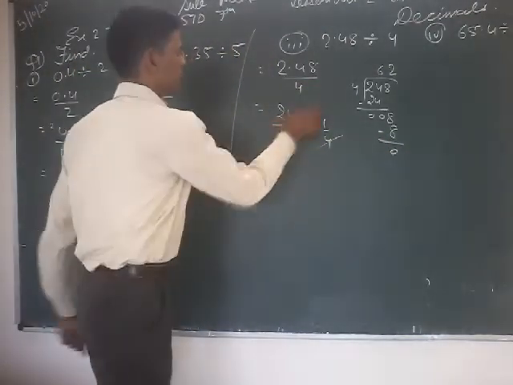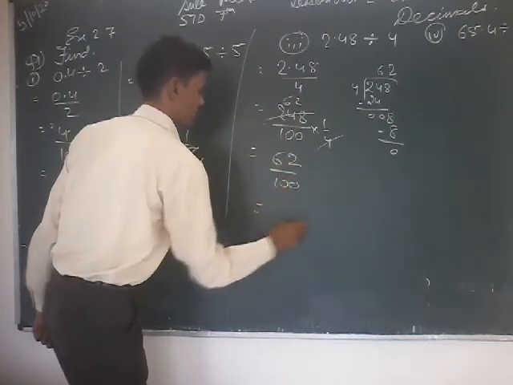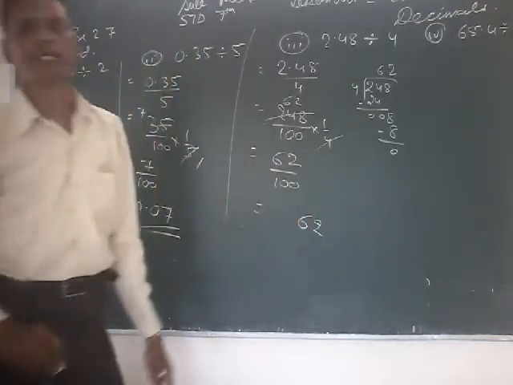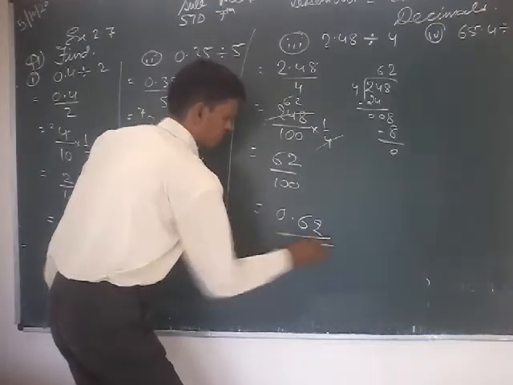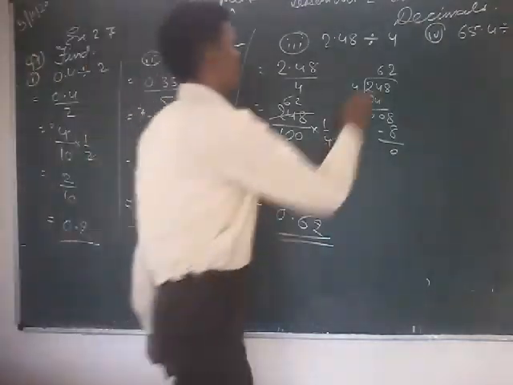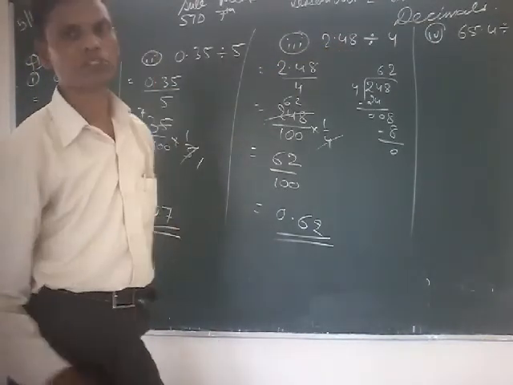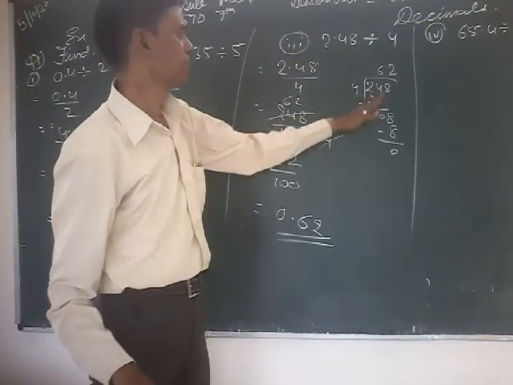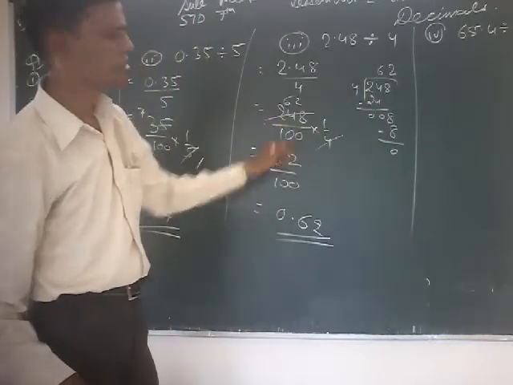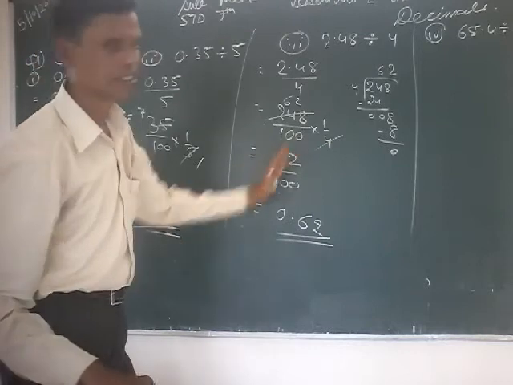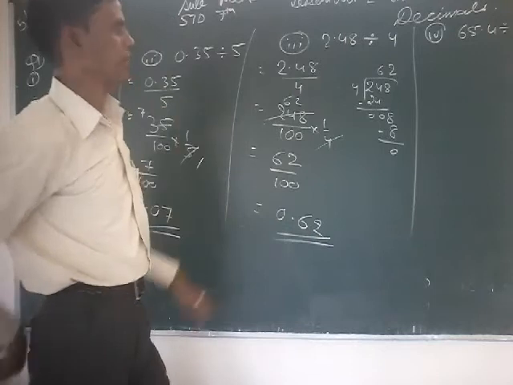That means what is the answer? 62 upon 100. Write 62. How many zeros are there? 1, 2. Count 1 and 2. So 0.62 is the answer of this question: 2.48 divided by 4. The answer will be 0.62. 4 sixes are 24, 24 minus 24 is 0. Bring this 8 here. 4 twos are 8. There are two zeros, so we will put two decimals from the back side. Now next one.